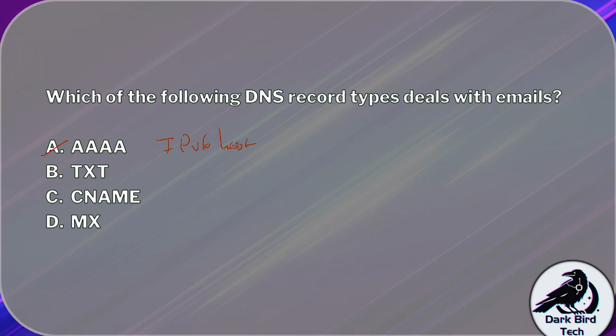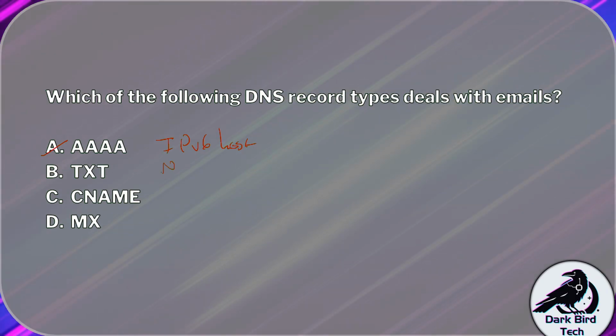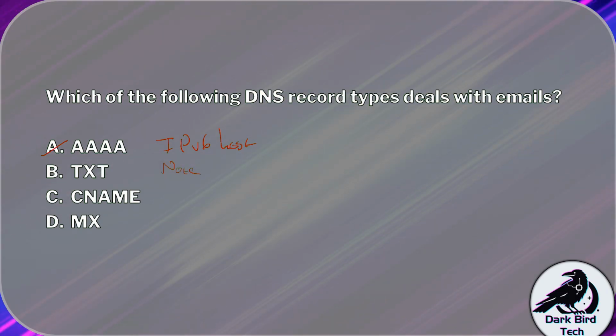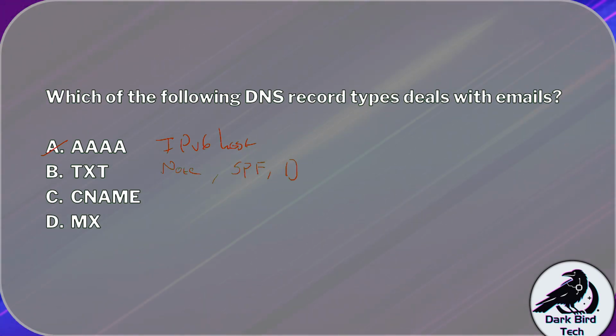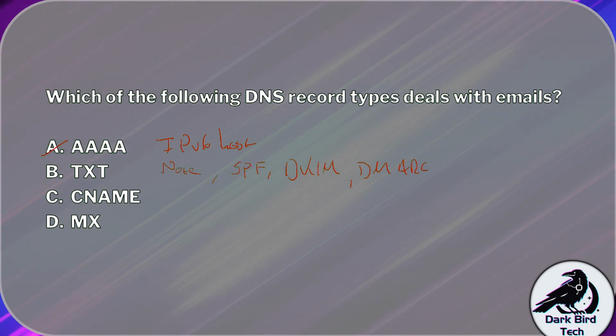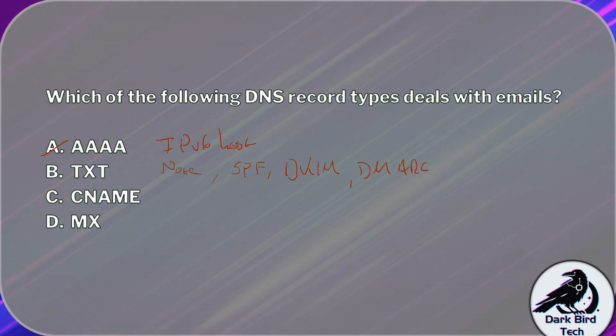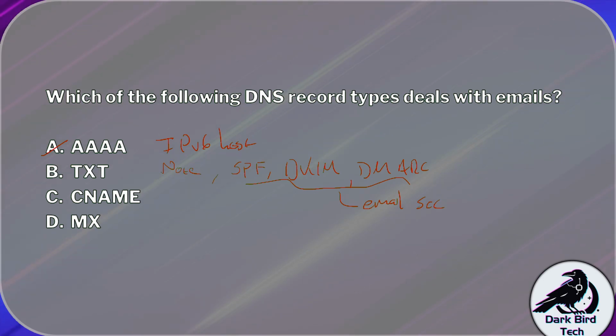TXT records were originally a form of leaving notes for yourself as an administrator, and now it's used by things like SPF, DKIM, DMARC, etc. But that is email related, but it's for email security. So you might be tempted to go with that, especially if you remember that from the security topics. But it's not dealing with emails directly, it's dealing with the security of the emails.